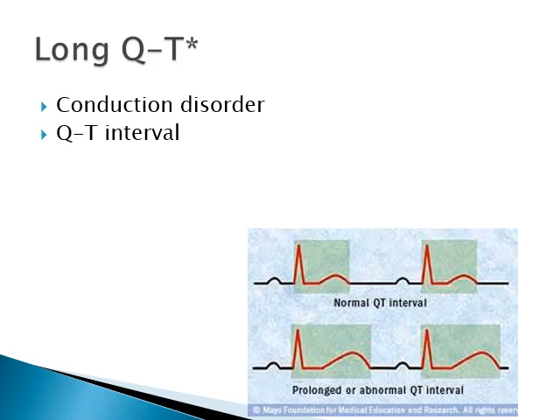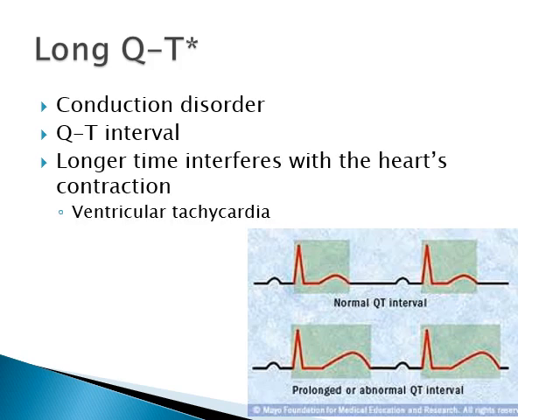So the QT interval is the time it takes for the ventricles to depolarize and repolarize. Again, the QRS complex is ventricular depolarization in general, and that QT interval is the time it takes to depolarize and repolarize, because the T wave is where it repolarizes. Now, the issue with that is longer times interfere with the heart's contraction ability. So again, it throws off the timing of the heartbeat.